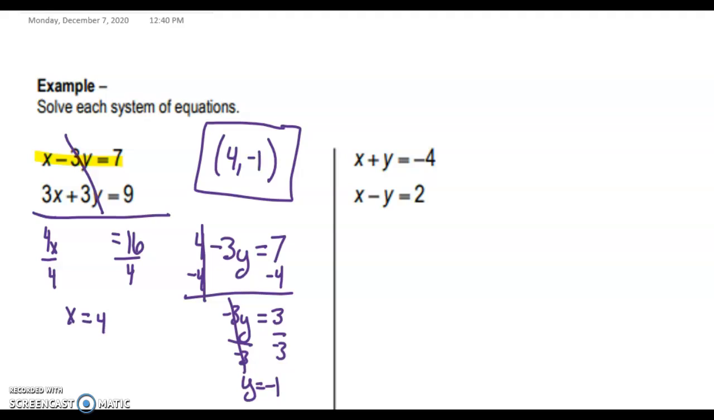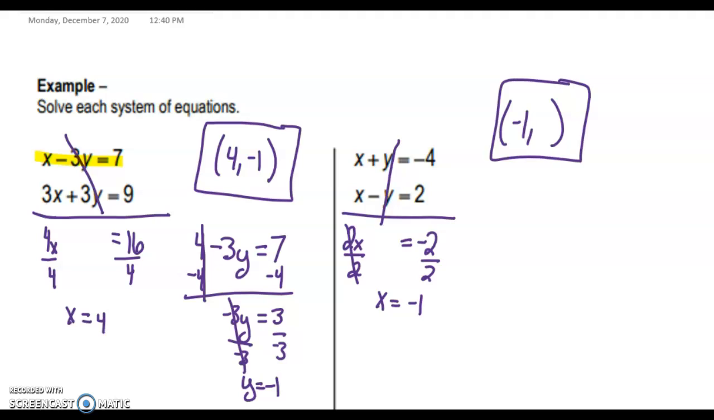Let's try another one. So look at this system over here. If you look at these two equations, it is ready to go, meaning that one of the variables is going to eliminate. So if you add straight down, x plus x is 2x. But then y and a negative y, y minus y, or y plus negative 1y is 0. So those eliminate right there. And then negative 4 plus 2 is negative 2. Now we divide by 2 to find out what x is. We get x equals negative 1.